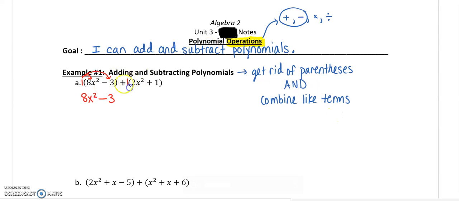Okay, same thing over here. So that's like a plus 1. I'm going to distribute a positive 1. And again, that will stay the same. So 1 times 2x squared is still 2x squared. And 1 times 1 is still 1.